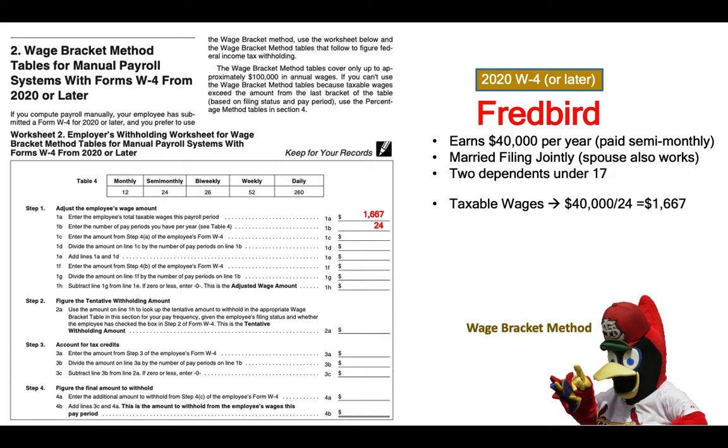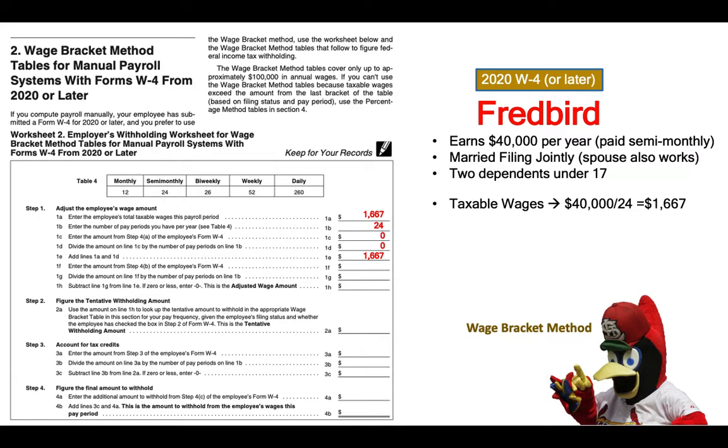Enter the amount from Step 4A on the employee's Form W-4. Step 4 of the W-4, we had zeros for everything. And then we're going to divide the amount on line 1C, which is 0, by the payroll periods on line 1B, which is 24, which gives us a 0. And so we have line 1E here, adding line 1A and 1D. So total of 1667 and 0 is 1667.